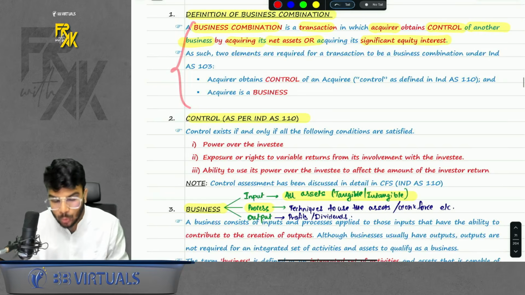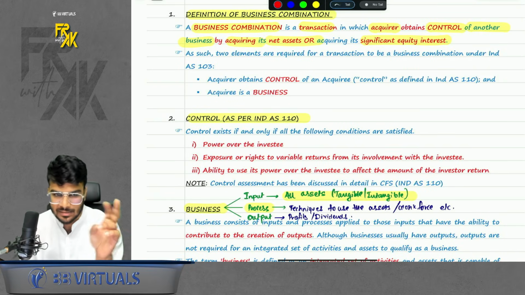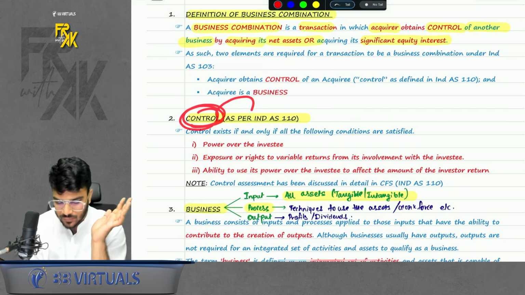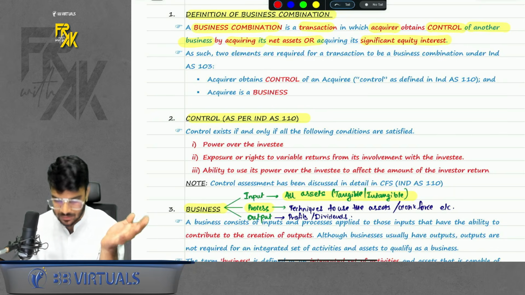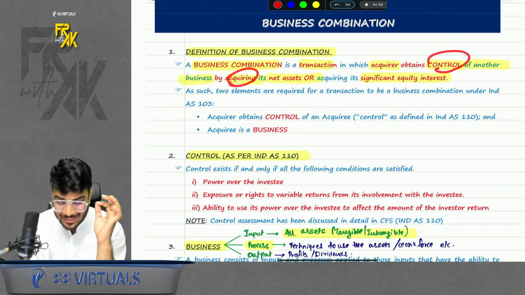Now, there are two important terms here. First, you should obtain control. Control we already discussed. There can be two ways of obtaining control, but a formal definition of control is given, which we will study in Ind AS 110. One more key term was that you have to obtain control over the acquiree's business.